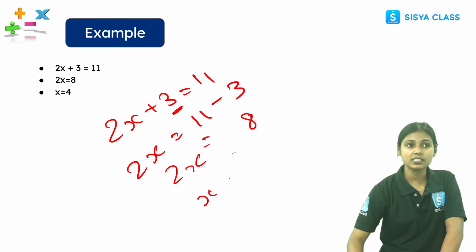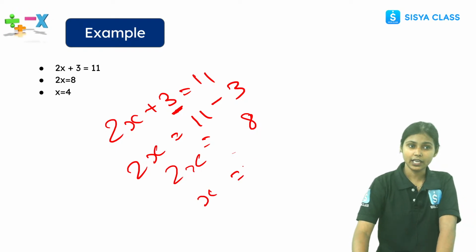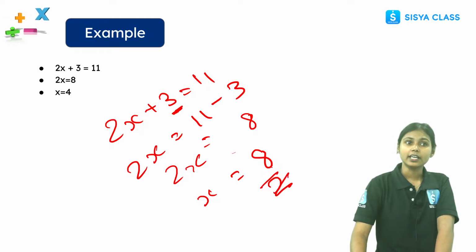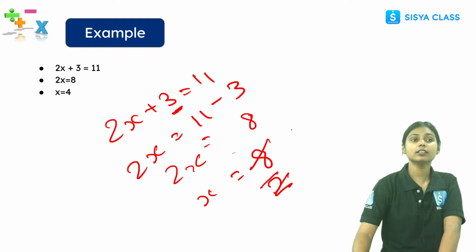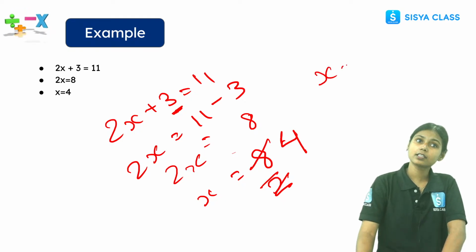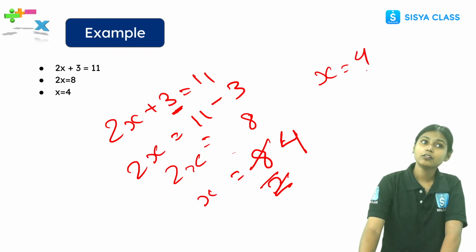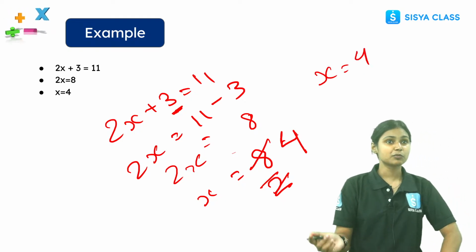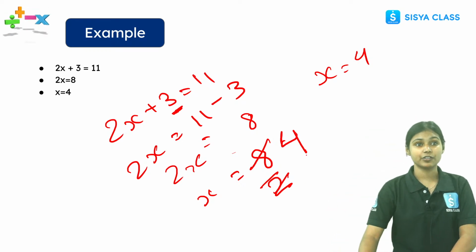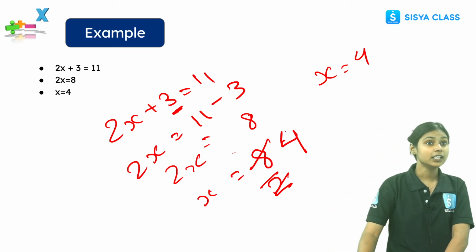And now what is the value of x? So x is equals to 8 upon 2. It means 8 divided by 2 is equals to 4. So what is the value of x? x is equals to 4. Now let's put this value into the equation and check that whether the equation is correct or not.